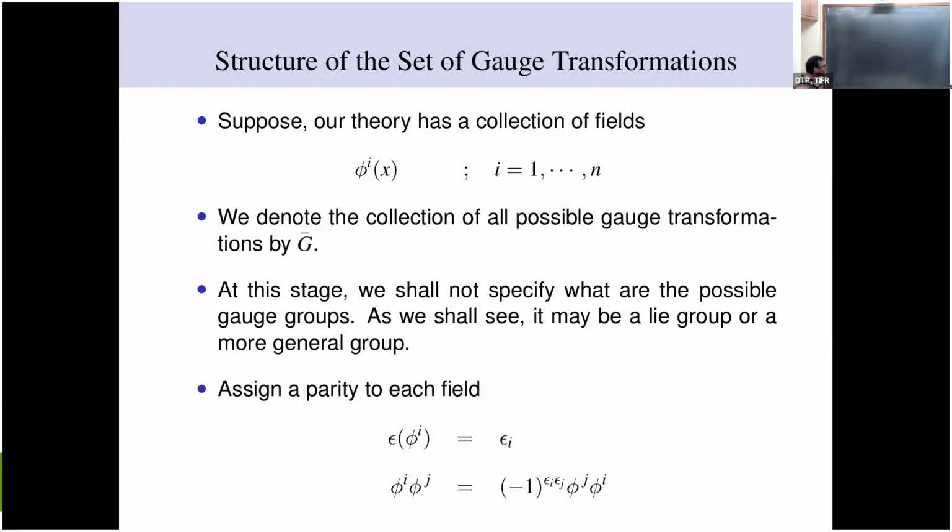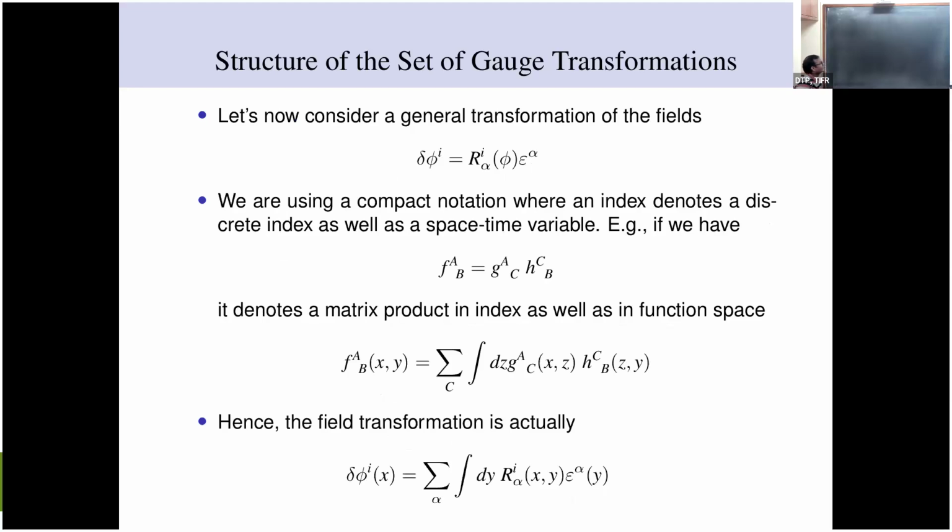So now let's assign a parity to each field. Epsilon I denotes the parity of the field phi I. For bosons, for example, it will be even, and for spinors, it will be odd. This is defined only up to mod 2, so it takes value 0 or 1. And so we have this property: when you interchange, you pick up this factor of minus 1 to the power epsilon. So this is our field system.